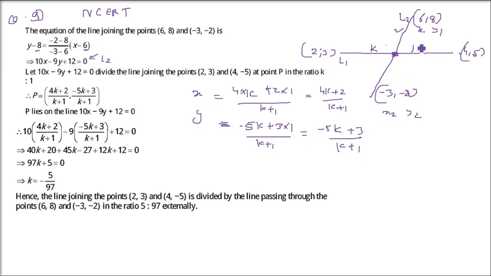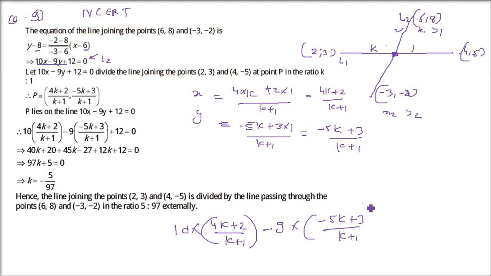Now these two coordinates you have to put in the equation because the point is lying on the line also. So 10 into (4k plus 2) by (k plus 1), minus 9 into (minus 5k plus 3) by (k plus 1), plus 12 equals 0. I am pretty sure that you are going to solve it, right? The solution is in front of you also. We have done it a number of times. So k will be minus 5 by 97.